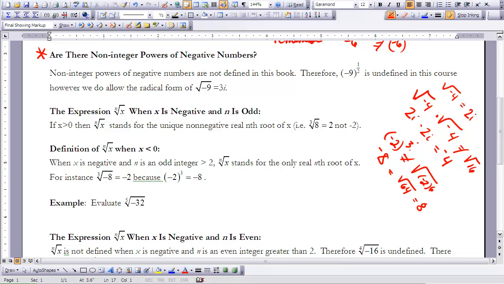As stated in your textbook on page 557, it says, for this reason we do not define x to the power of m over n when x is negative and m over n is not an integer. So reading here, non-integer powers of negative numbers are not defined in this book. You will encounter those in other courses, but they are not defined in this textbook.